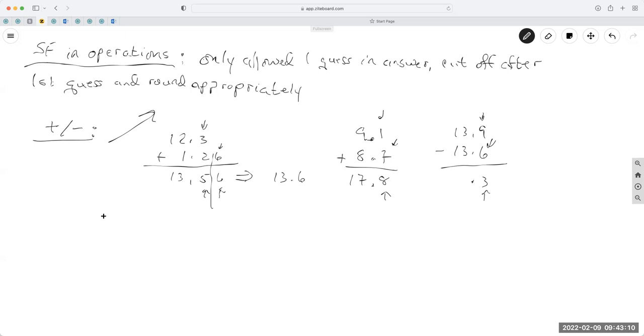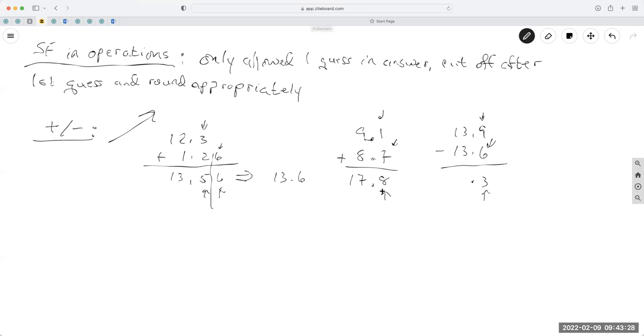So I have a question about the 9.1 plus the 8.7. Where would we round that up at all? Would we change anything about that? Where would the line be to cut that off like you did when you did 12? Well, in this case, you don't have to because all of your guesses are in the same decimal place.